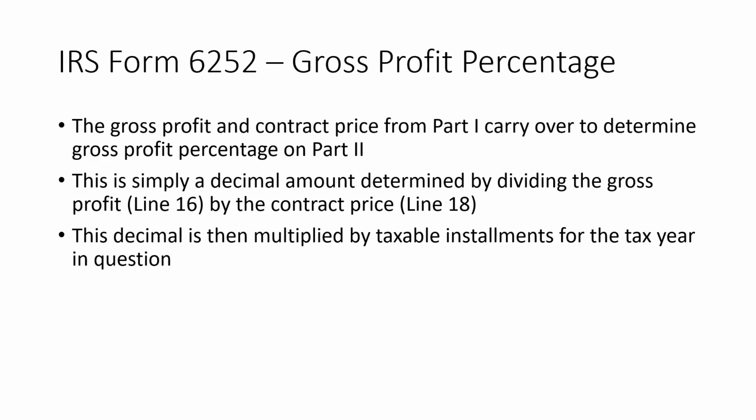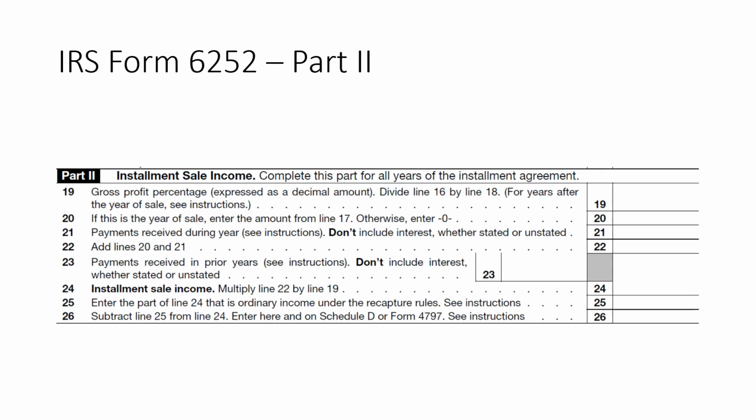And then finally, when you have your gross profit and your contract price, you can divide the first by the second to come up with a decimal that's multiplied by each installment received during the tax year to determine what portion is taxable versus what portion is a tax-free return of basis. So you'll see your gross profit percentage is going to be simply dividing line 16 from part 1, the gross profit, by line 18 from part 1, which was the contract price.